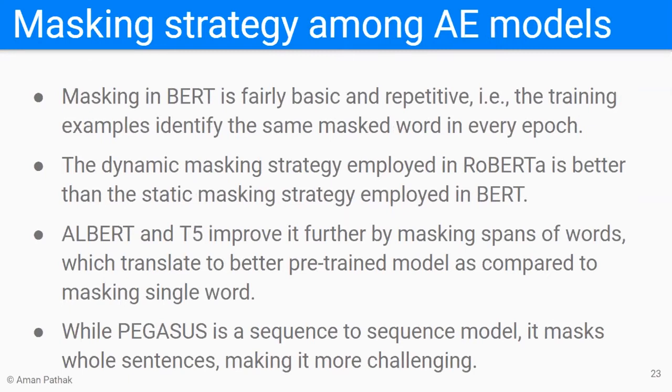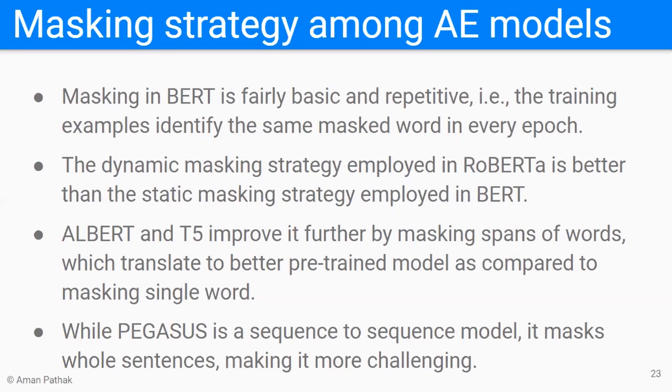The second category is about the masking strategy. In BERT, we saw that the masking strategy is pretty simple and repetitive. The training examples identify the same masked word in each and every epoch. This was changed when RoBERTa introduced the dynamic masking strategy, and it was further improved when ALBERT and T5 planned to mask spans of words rather than just a single word, because it makes the pre-trained model train better.